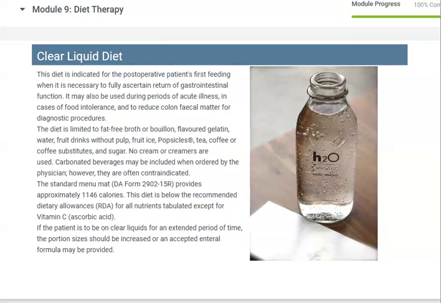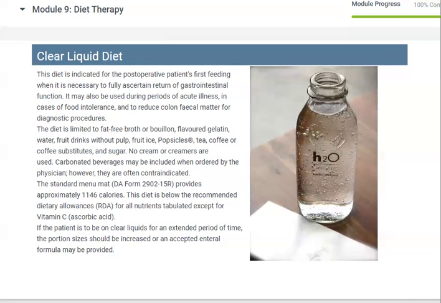The standard menu mat, DA Form 2902-15R, provides approximately 1,146 calories. This diet is below the recommended dietary allowances, RDA, for all nutrients tabulated except for vitamin C, ascorbic acid. If the patient is to be on clear liquids for an extended period of time, the portion sizes should be increased or an accepted enteral formula may be provided.